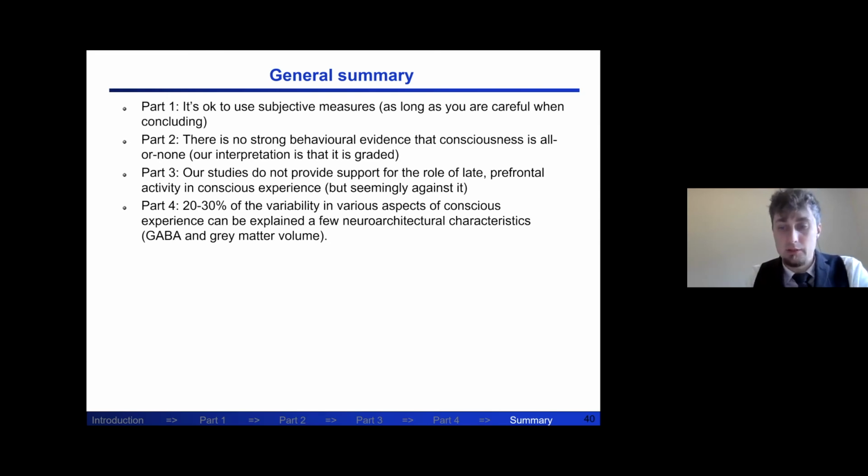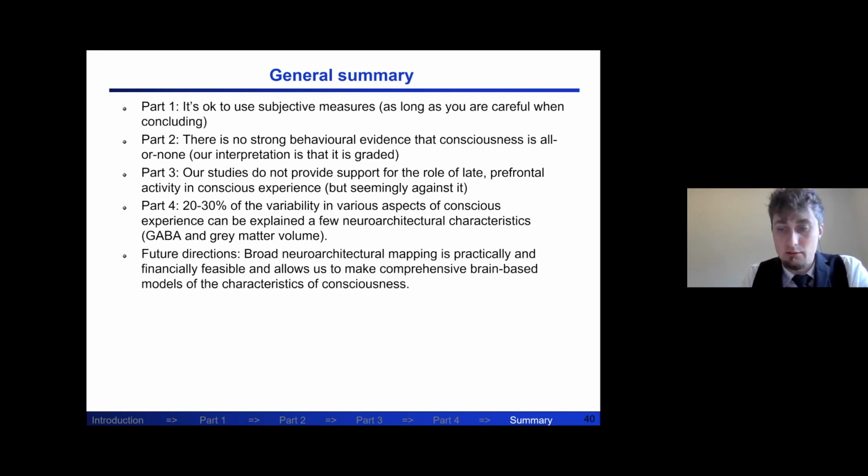Fourth part is that we can explain 20 to 30% of the variability in various aspects of conscious experience using only a few neuroarchitectural characteristics, and the future direction that we want to move in, particularly this last aspect here, is this comprehensive neuroarchitectural mapping.